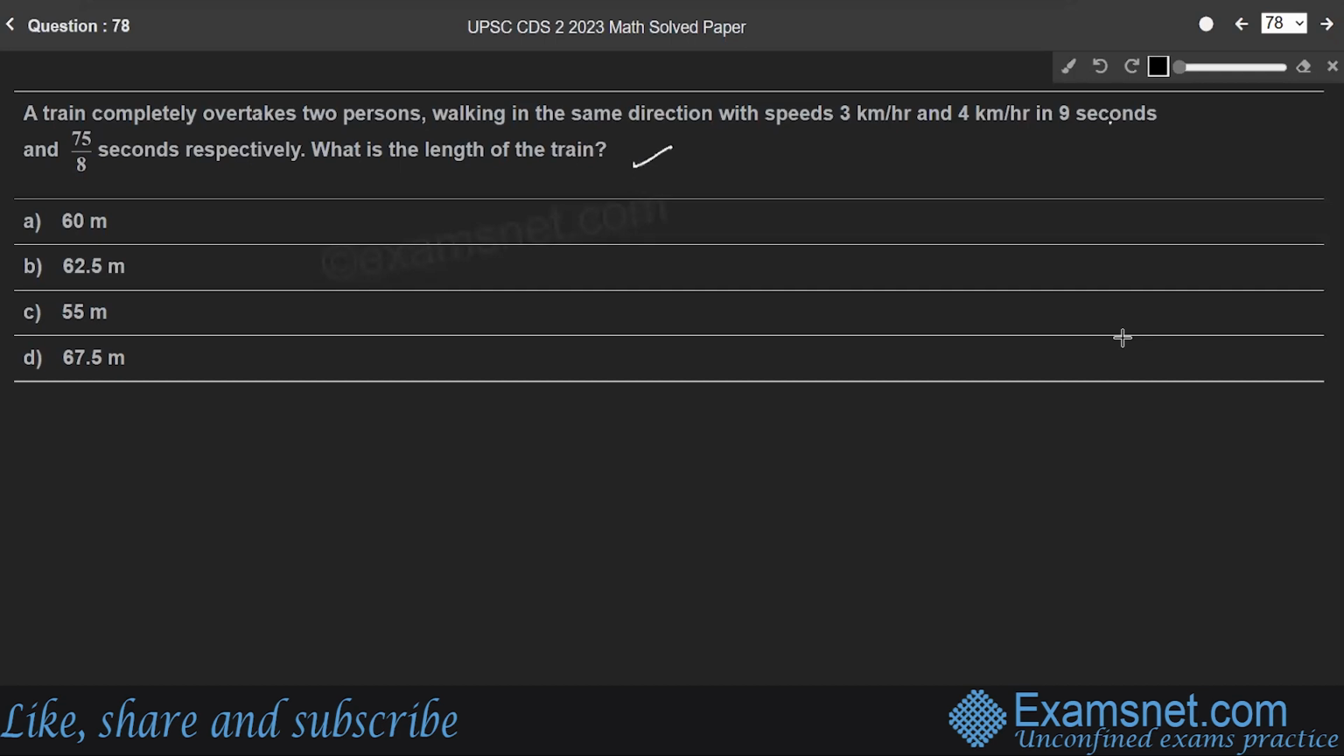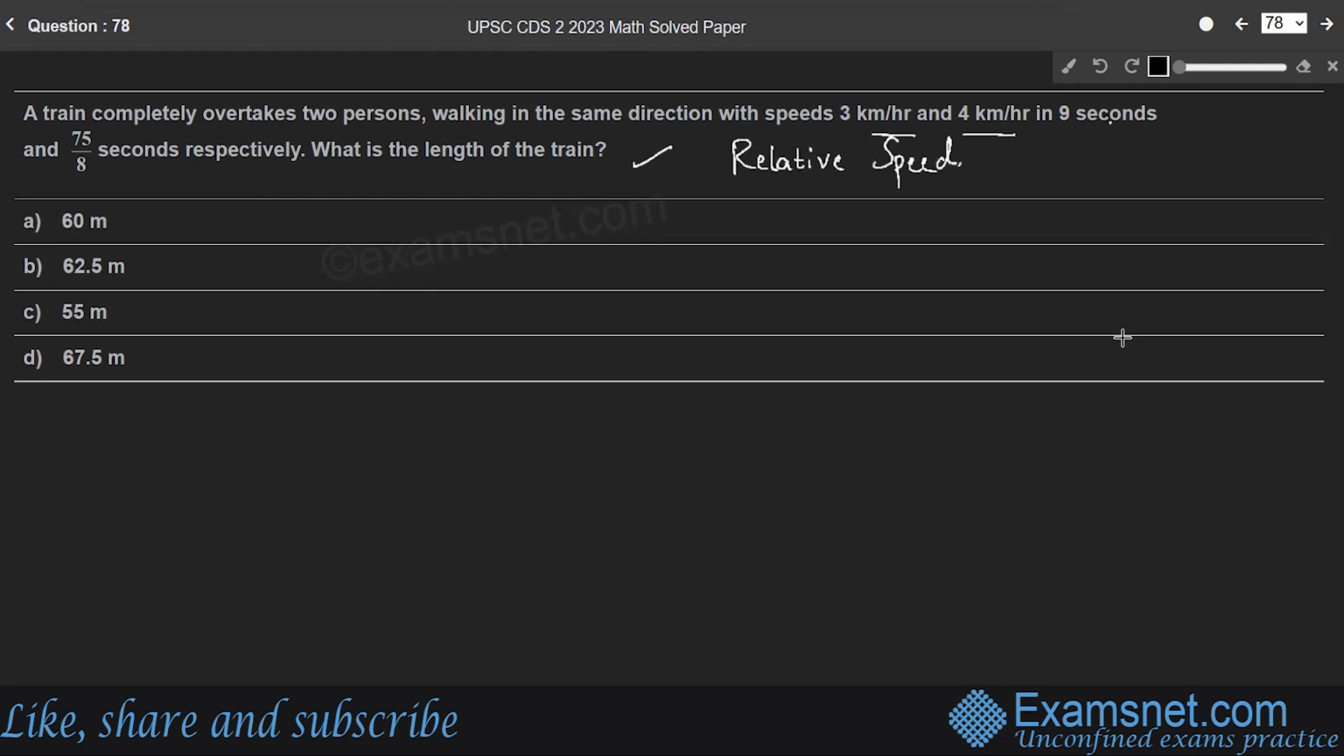Question 78. A train completely overtakes two persons walking in the same direction with speeds 3 km per hour and 4 km per hour in 9 seconds and 75 by 8 seconds respectively. What is the length of the train? To find the length of the train in this particular scenario, we are using the relative speed concept. What is relative speed? Let me explain that.